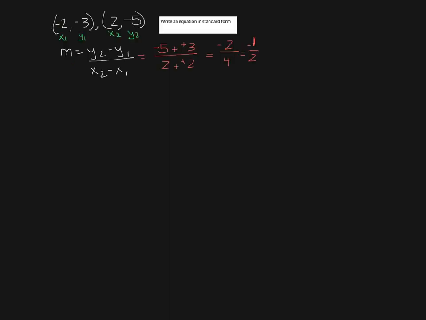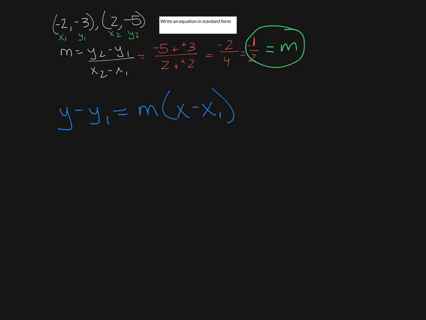Once we have our slope as -1/2, we can use that to put it in point slope form. Okay. Now I know our final destination is standard form, but we can't go straight from having 2 points and a slope to having standard. We have to have 2 points and a slope to have point slope. So the point slope formula is y minus y1 equals m times x minus x1.